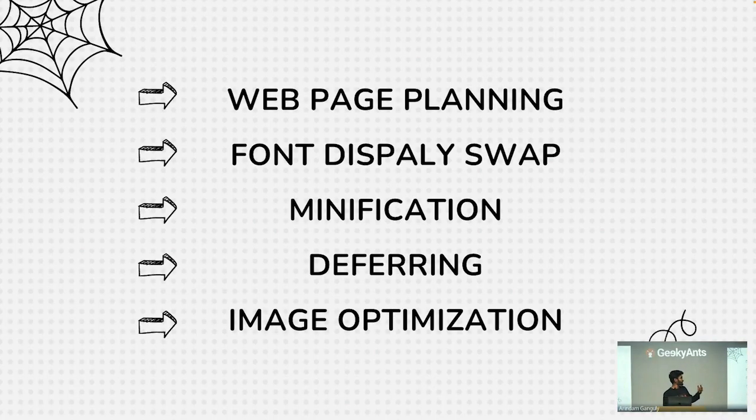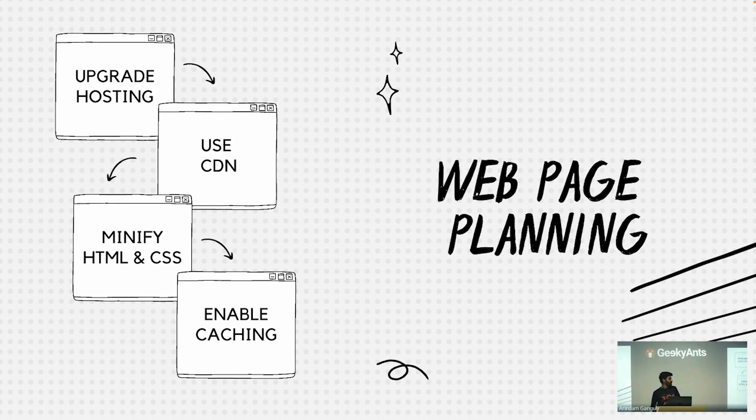Now we'll see how we can optimize the LCP score, and these are the general ways you can optimize it. We'll see what we mean by web page planning, font display swap property, minification, deferring, and image optimization. Generally, if you run a Google search on how to optimize your LCP score, these 4 or 5 are the results you end up with, right? Most of the time they tell you to upgrade your hosting, use a CDN for any assets or images you are using in the app, minify your HTML and CSS, and caching.